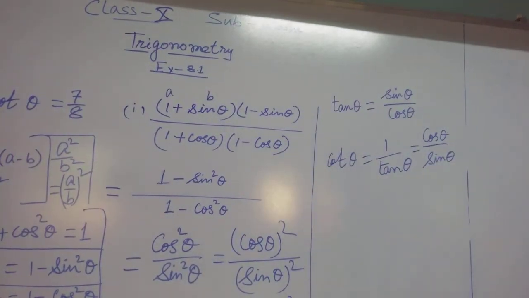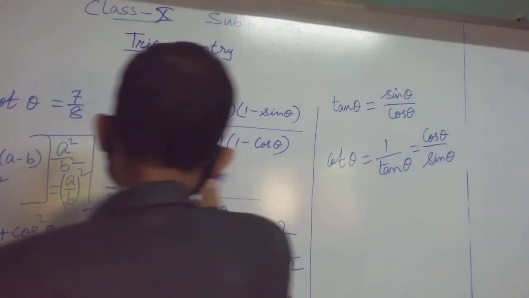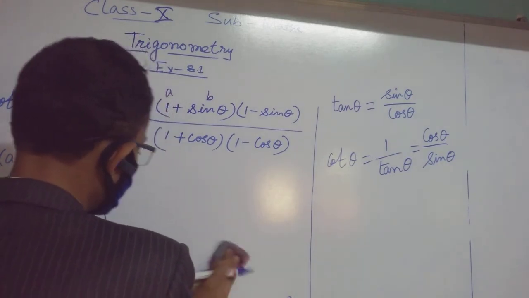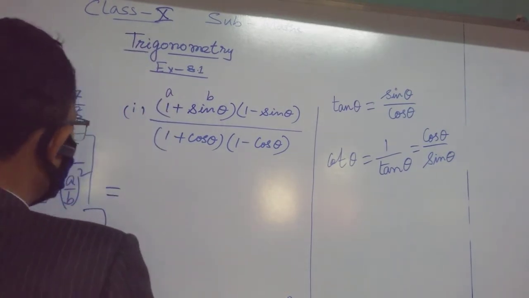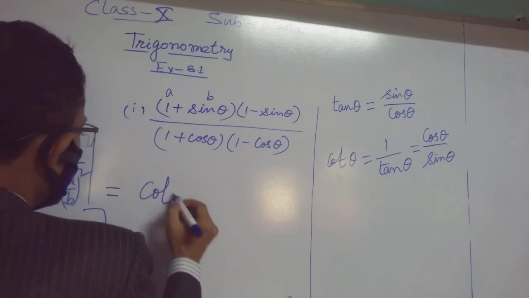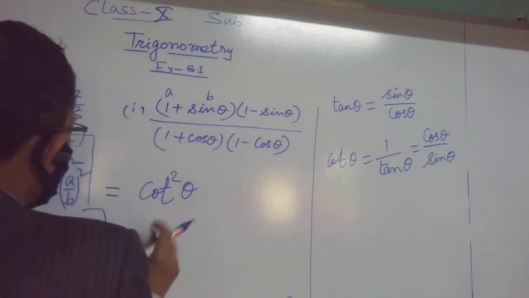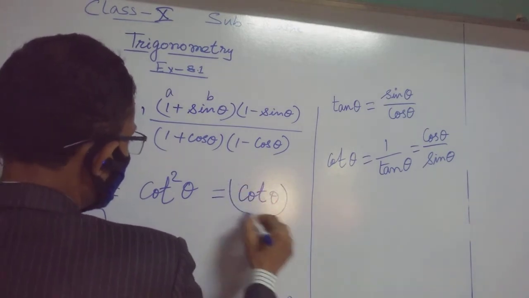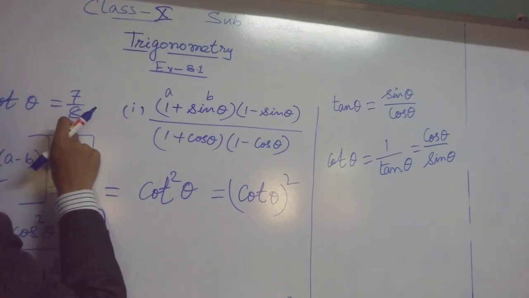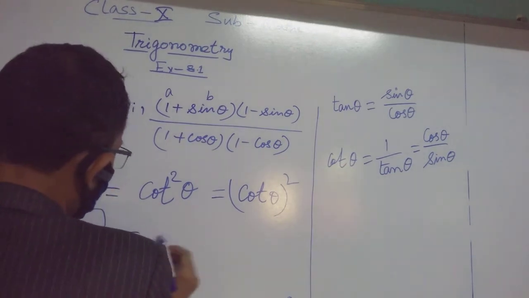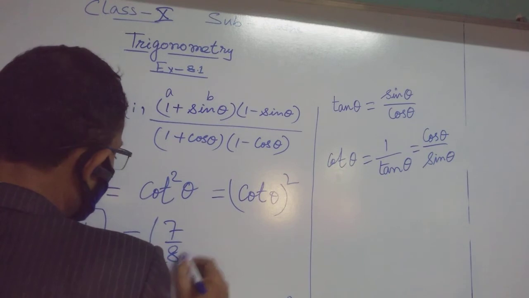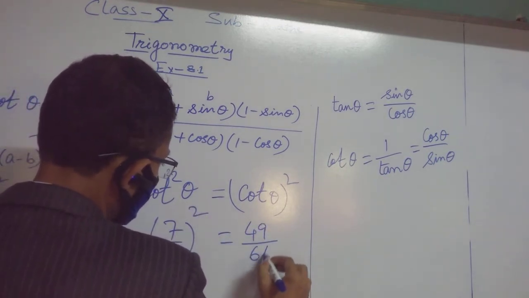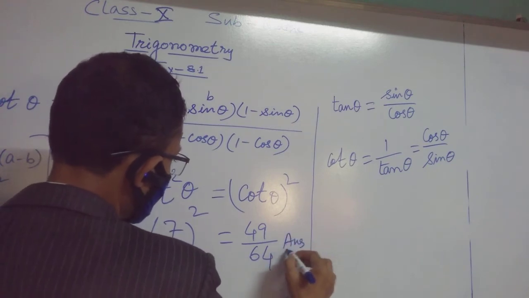So as we have got cot square theta here, let me write it. Cot square theta. Now cot square theta means cot theta whole square, and the value of cot theta is given as 7 by 8. So 7 by 8 the whole square, and that will be 49 by 64. So this is the answer.